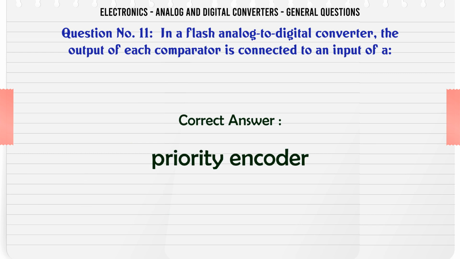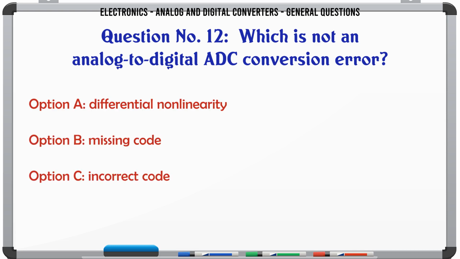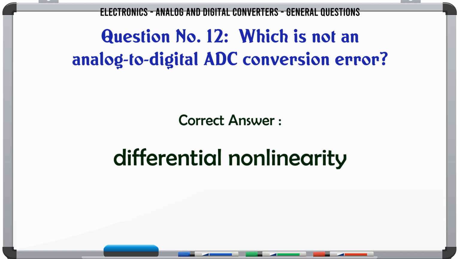priority encoder. Which is not an analog to digital ADC conversion error? A. Differential nonlinearity. B. Missing code. C. Incorrect code. D. Offset. The correct answer is differential nonlinearity.